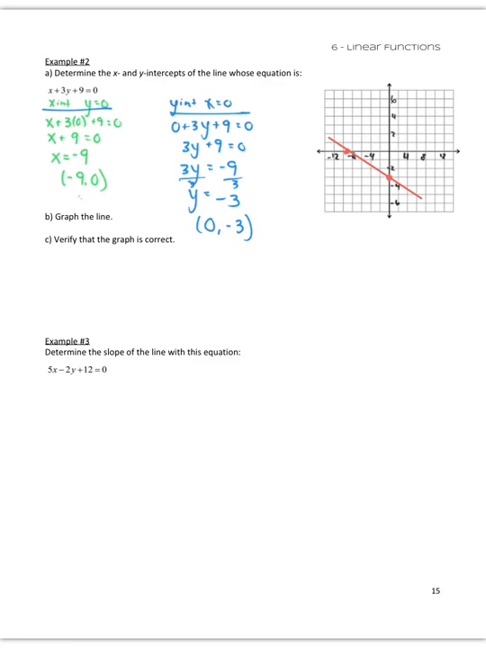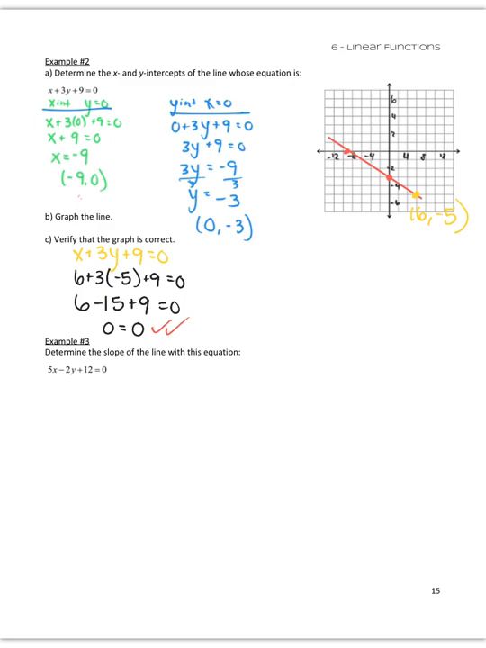So looking here, it looks to me like this point is directly on my line. The coordinates of that point would be 6, negative 5. So I'm going to sub those into my x plus 3y plus 9 equals 0 equation. So x was 6 plus 3 times negative 5 plus 9 equals 0. 6 minus 15 plus 9 equals 0, and 0 equals 0. Therefore, because both sides are equal, this is a point on the line, or the equation of the graph is correct.